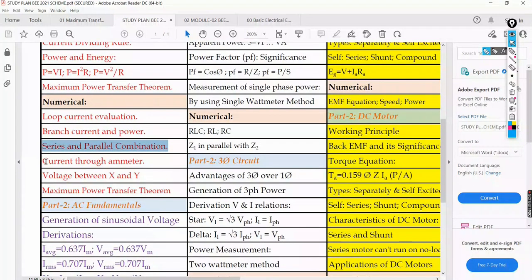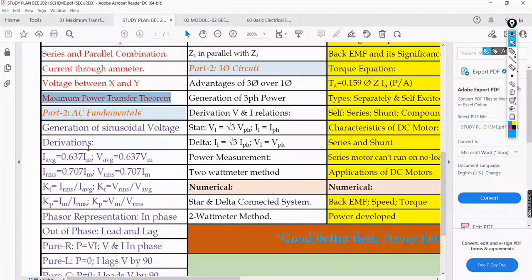Then current through the emitter. They will give a network, and in that network they will connect an emitter. They will ask you to find the current which flows through that emitter. Then voltage between terminals X and Y. They will provide one network, and in that network you evaluate the voltage drop or potential drop between terminals X and Y. In some cases they can be represented as A and B, or P and Q, based on the question paper set. Then maximum power transfer theorem problems. That is also discussed.